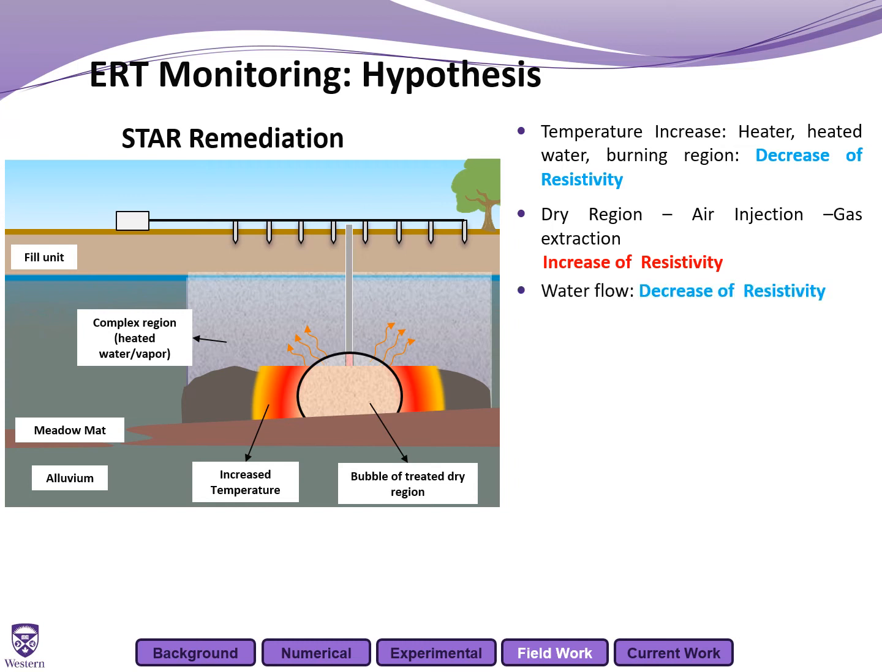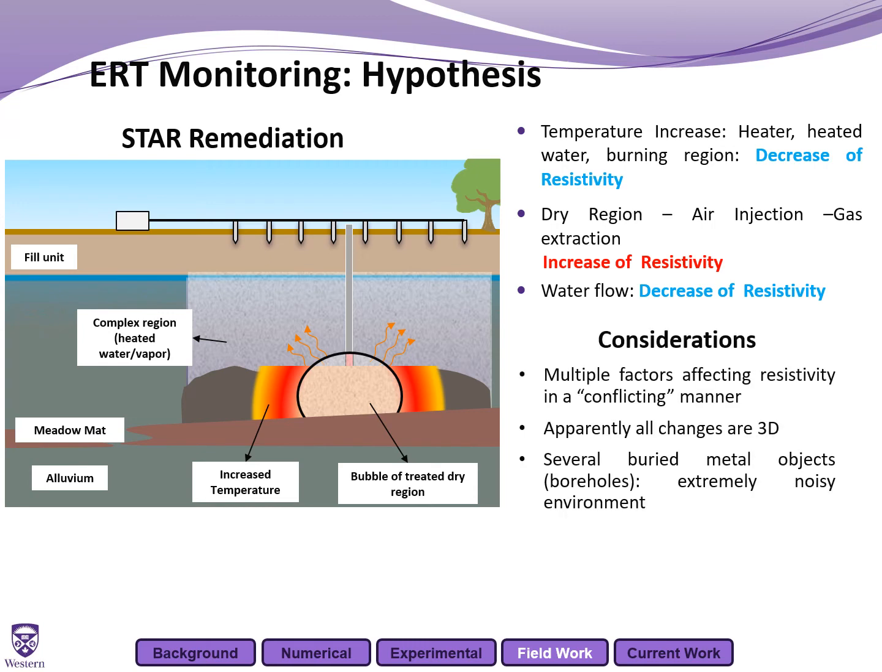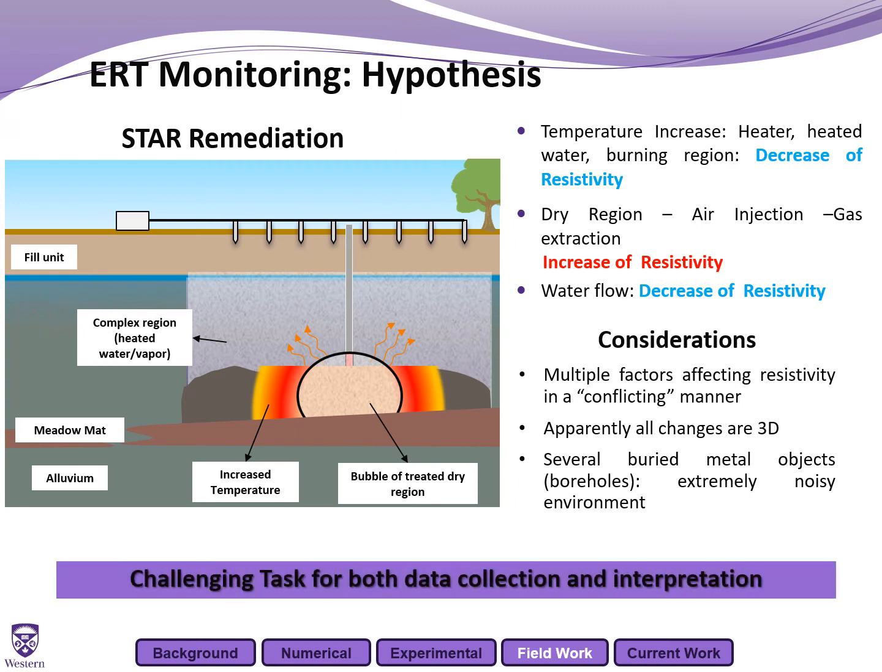And then after some time, the groundwater will flow back into that dry zone. So it causes a subsequent decrease of resistivity again. So the consideration here is we have three different phenomena happening at once, and they're all conflicting with each other, so it's something to appreciate the complexity of this problem. And also at this site we had buried metal objects for the injection well and also the thermocouples. So again, it's a challenging task for both data collection and also the following interpretation.